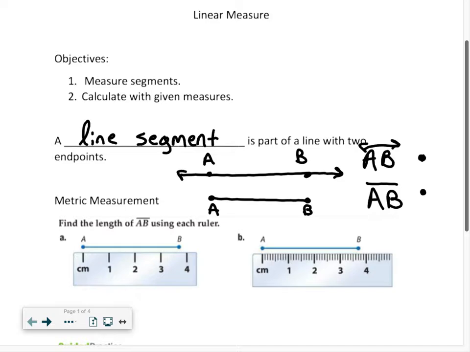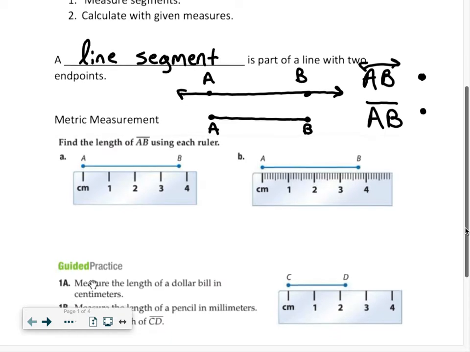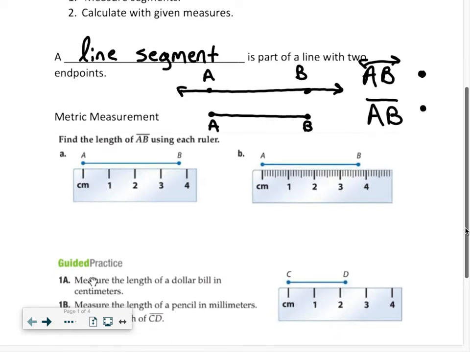So metric measure, we talk about meters and centimeters, millimeters, things of that nature. Find the length of AB using each ruler. Here the ruler is only broken down into centimeters. We see that segment AB is clearly past 3 centimeters, but not quite to 4. So we've just got to estimate, and I would think that's past the halfway point, so let's estimate it to be 3.7 centimeters. That's as accurate as we can get with the given ruler here.